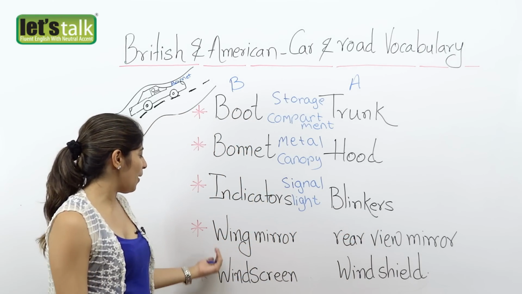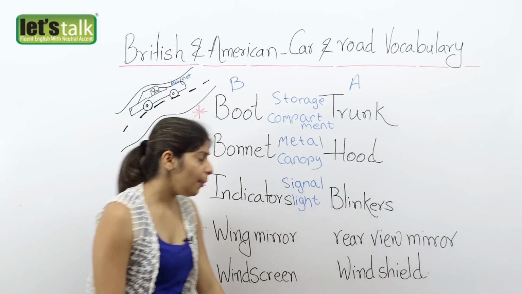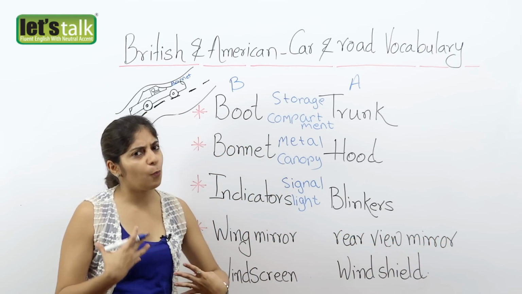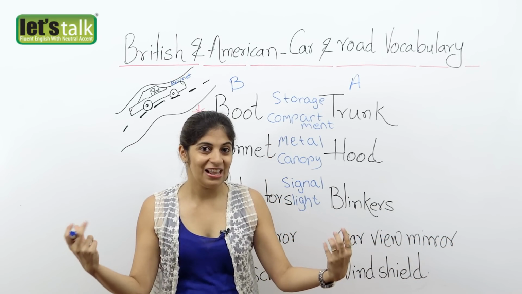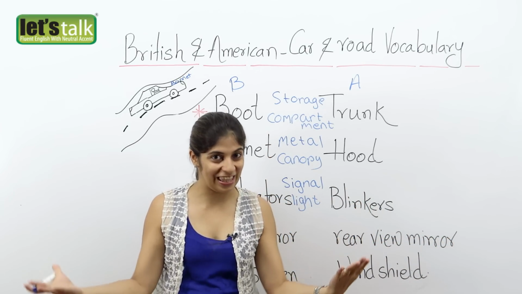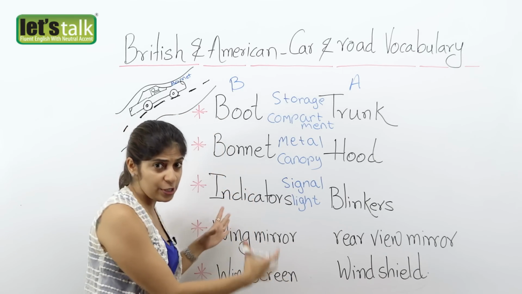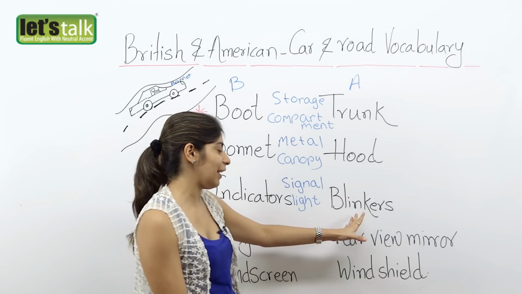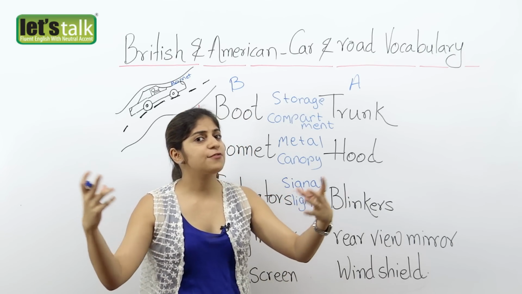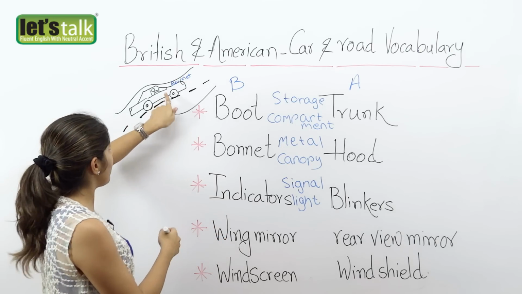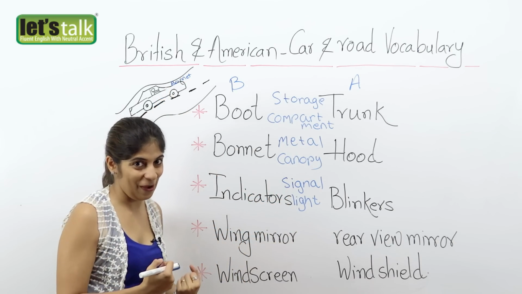Let's have a look at another one here, wing mirror and rear view mirror. Okay, let's see what is a wing mirror or a rear view mirror. Well, it is the mirror that projects from the side of the vehicle, okay? So that is wing mirror in British English, whereas in American English, it's called rear view mirror. It usually projects from the side of the front door, right over here, okay? This is where you'll always see your wing mirrors, right?